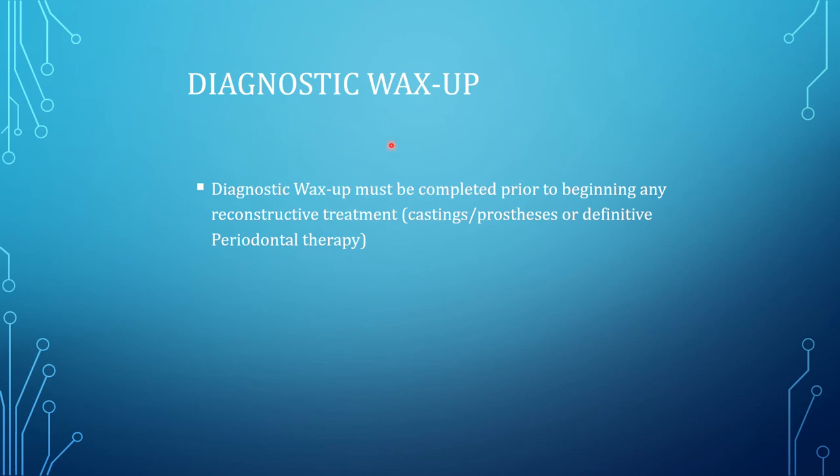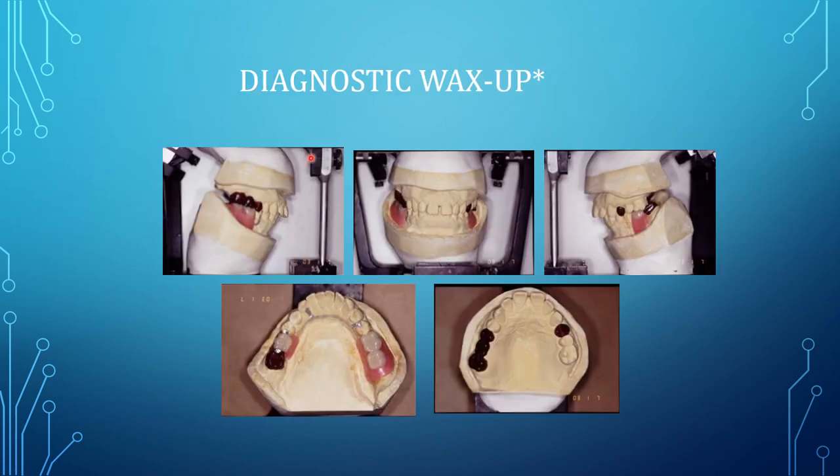Coming to the diagnostic wax up, it must be completed prior to beginning any reconstructive treatment, that is casting prosthesis or definitive periodontal therapy. Diagnostic wax up is when you build wax on prepared teeth or on an edentulous area, and you want to show the patient how the model will look after you receive a crown or a bridge or any other fixed prosthesis. That's how you use it. So exactly, that is what the wax up looks like.